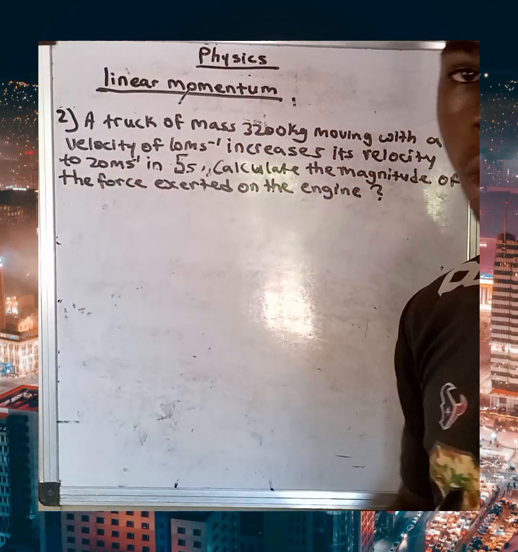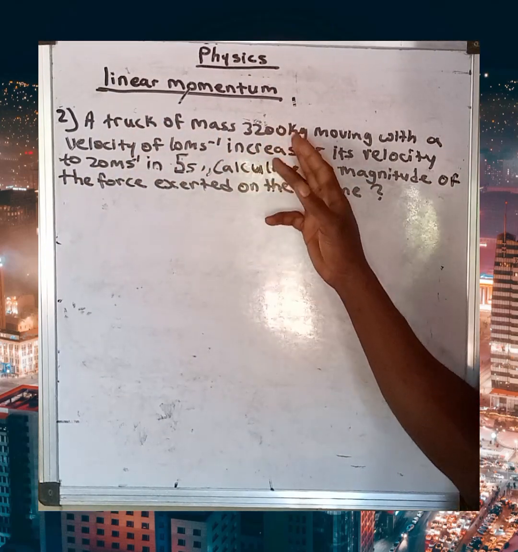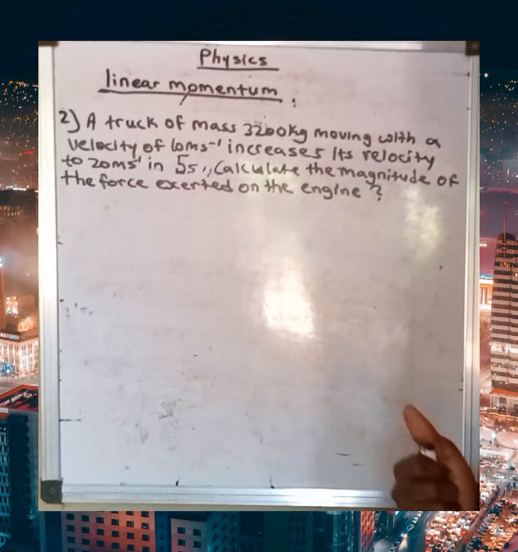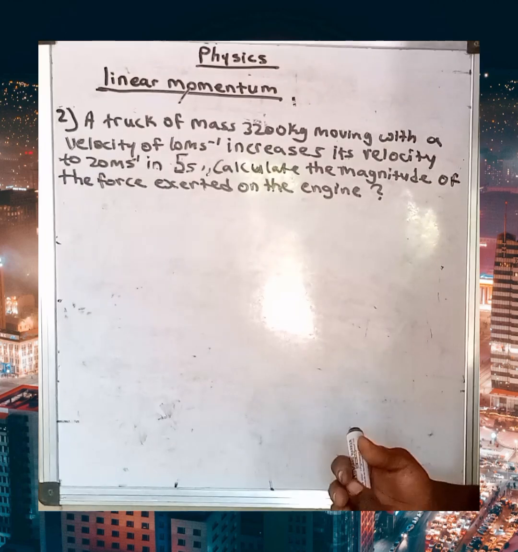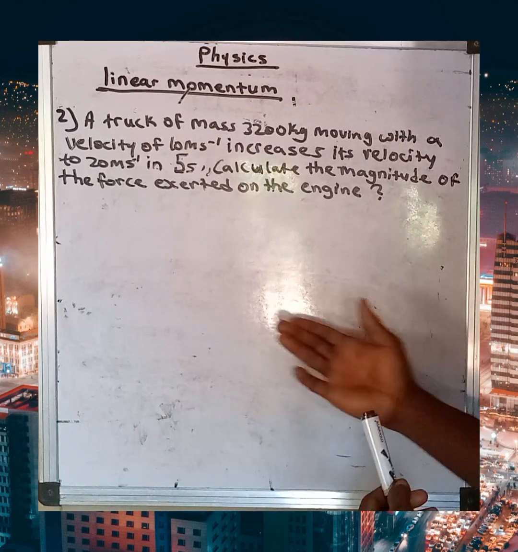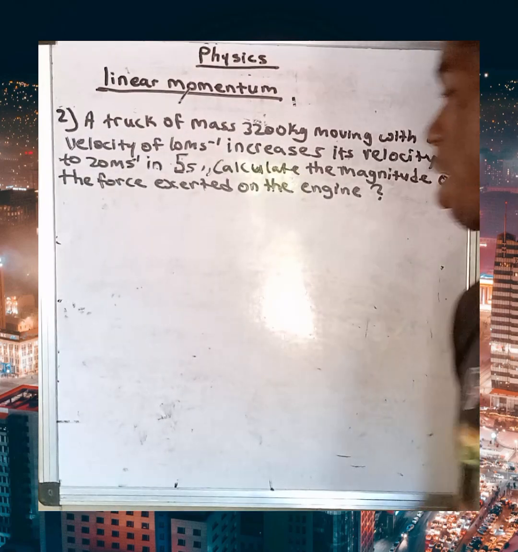We are into the second question now. A truck of mass 3,200 kg moving with a velocity of 10 meters per second increases its velocity to 20 meters per second in 5 seconds. Calculate the magnitude of the force exerted on the engine. Here we are asked to calculate the magnitude of the force, the value of the force exerted on the engine.